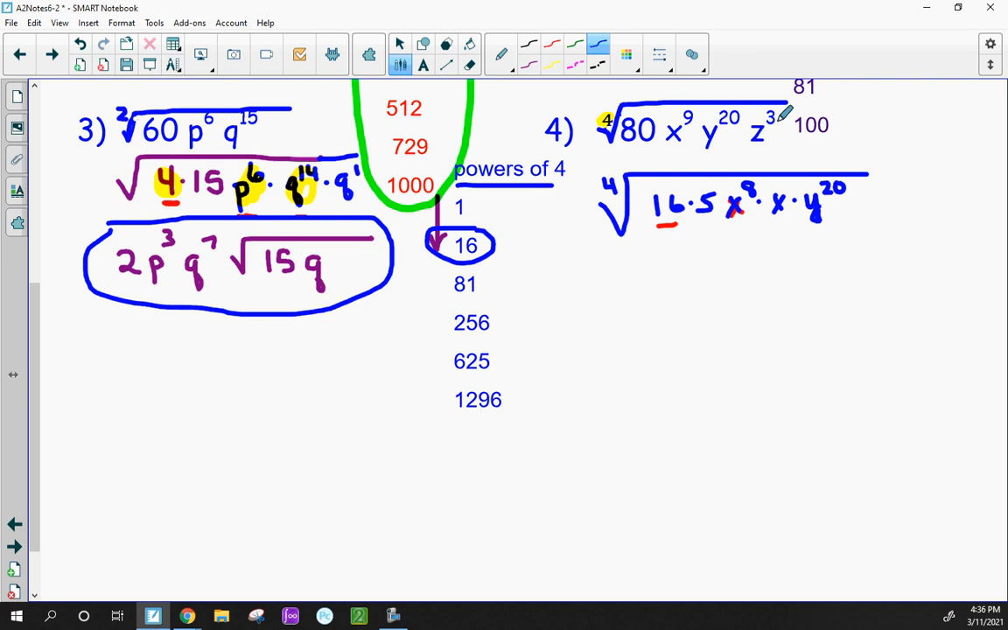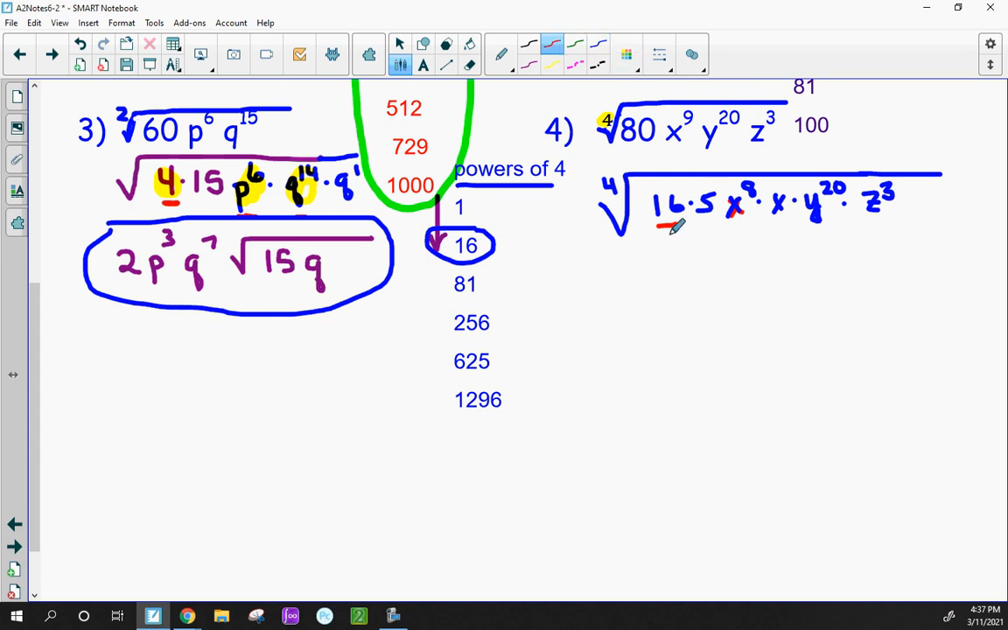Last, z to the 3rd. I can't divide 3 by 4 and get a whole number. And because this power is actually smaller than the index, I really can't write it a different way either and achieve that same goal. So when this happens, just leave that alone.